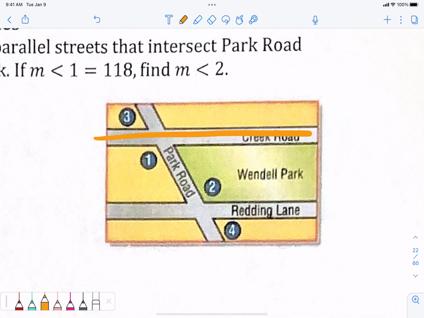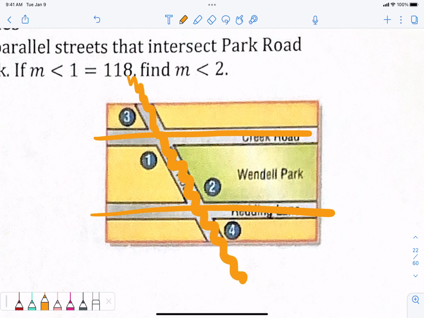These 2 lines, they tell me in the paragraph that those 2 lines are parallel, and this is my transversal. They say that angle 1 is 118 degrees, and they say find the measure of angle 2. You only have 2 options. It's either also 118 or it is 62, which is the opposite of that, right? Like they add up to be 180, right? So is it 118 or 62?